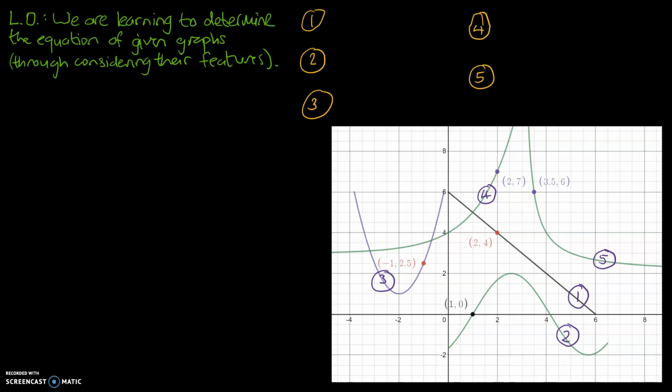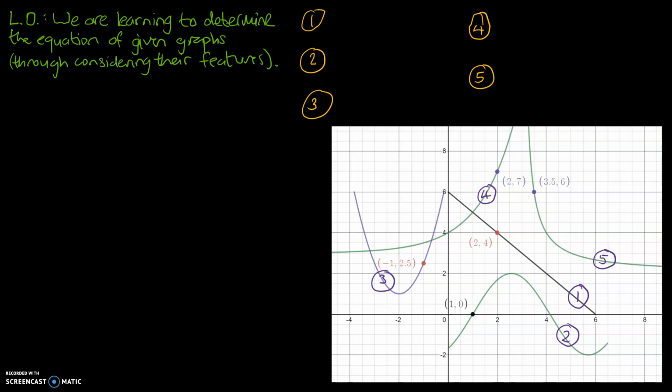Today's learning objective is in green. We're learning to determine the equation of given graphs, and emphasis added, we're going to do that through considering their features. On the right hand side of our screen, I've got 5 graphs. They have limited domains, but they are a mixture of what we've learnt throughout this topic. And what we're going to do, graph by graph, we're going to go through its features. We're then going to go through determining its equation as well.